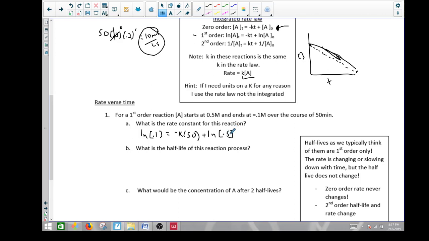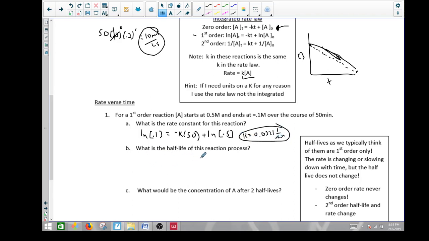Pretty straightforward calculation. All right, so in this case, I'll take the natural log of 0.1 equals minus k times 50 plus the natural log of 0.5. So I subtract that natural log off, divide it out by negative 50, and I get 0.0321. So K is equal to 0.0321. It would be 1 over minutes would be my units. That's not asked, but just letting you know. That's a first order reaction, 1 over time.